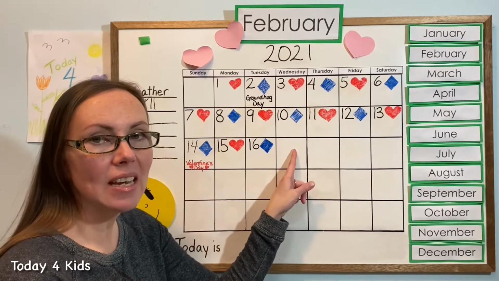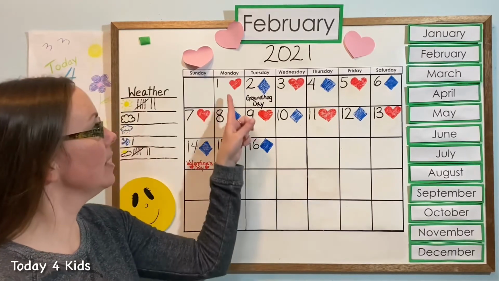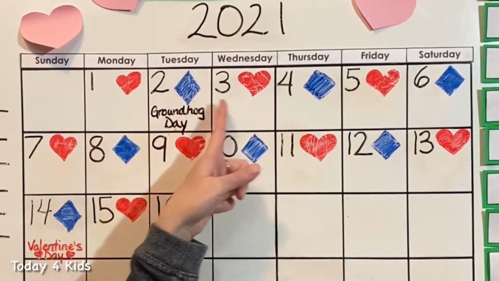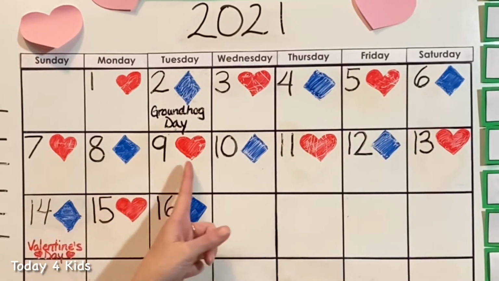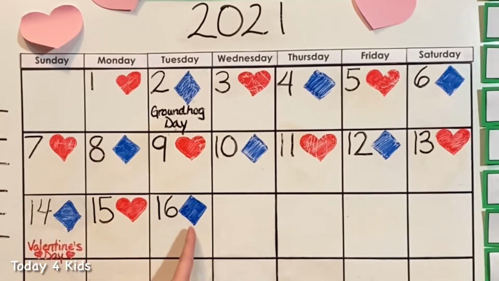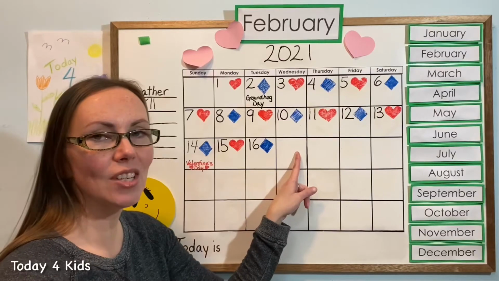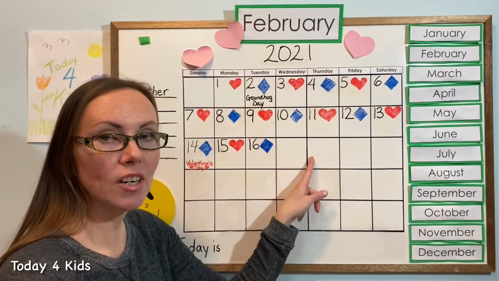Let's go back to the beginning of our pattern and we will say it together and see if we are correct. Are you ready? Red heart, blue rhombus, red heart, blue rhombus, red heart, blue rhombus, red heart, blue rhombus, red heart. Did you guess red heart? Good guessing. Let's put our red heart into our square on our calendar.